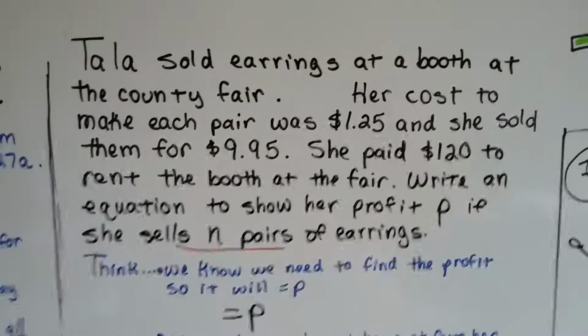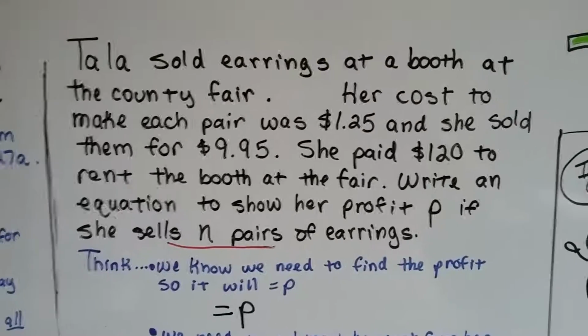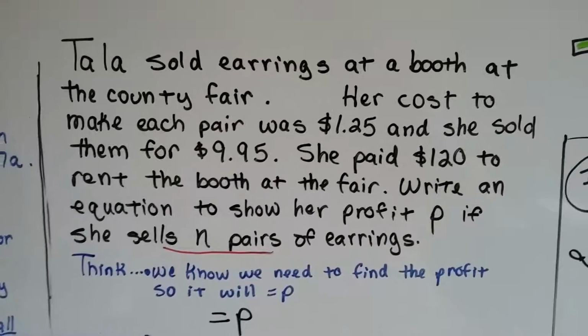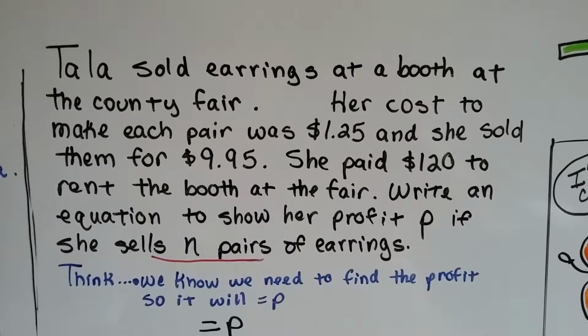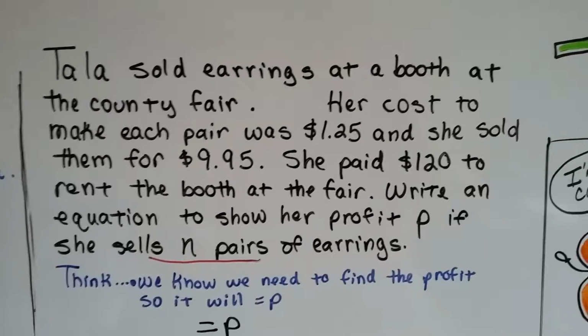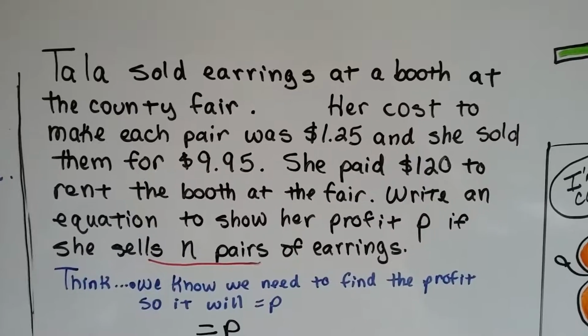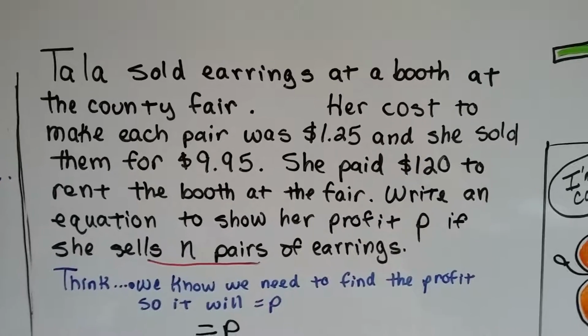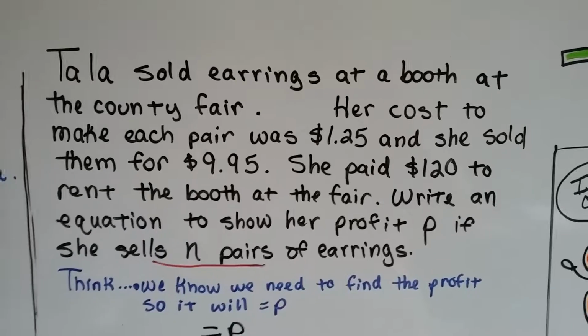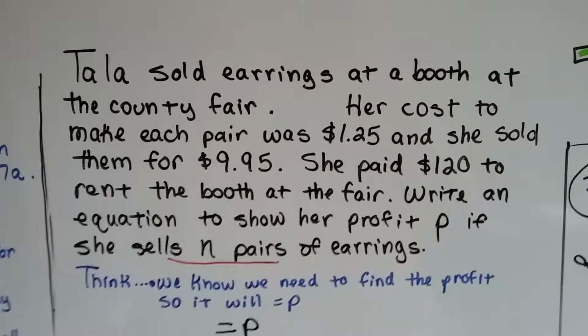Tala sold earrings at a booth at a county fair, and her cost to make each pair was $1.25. And she sold them for $9.95. So she paid $120 to rent the booth at the fair. So write an equation to show her profit, P, if she sells N pairs of earrings.